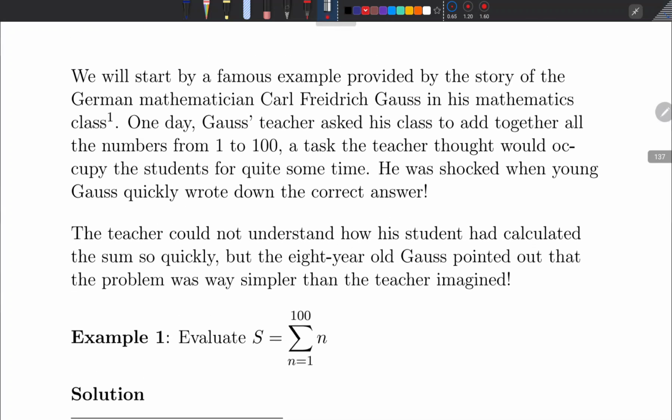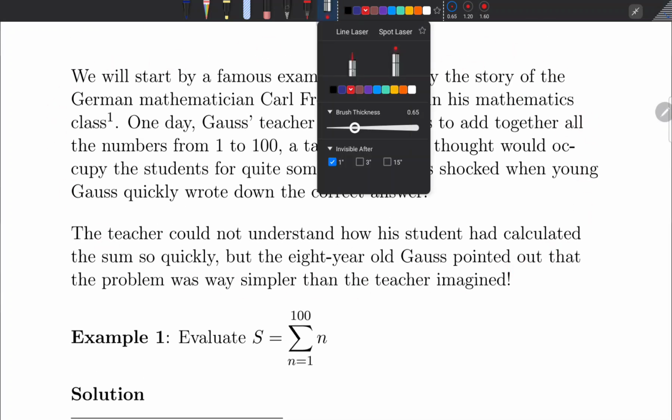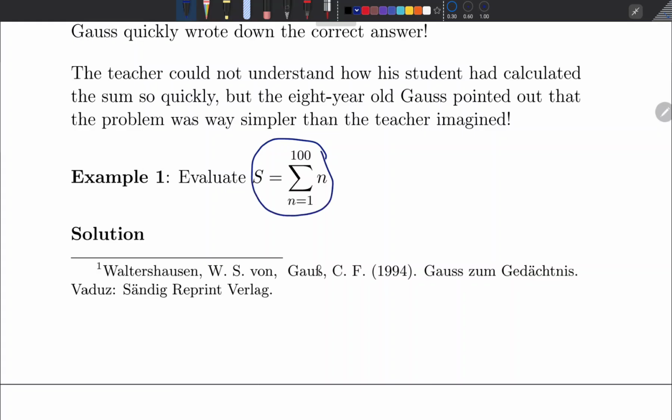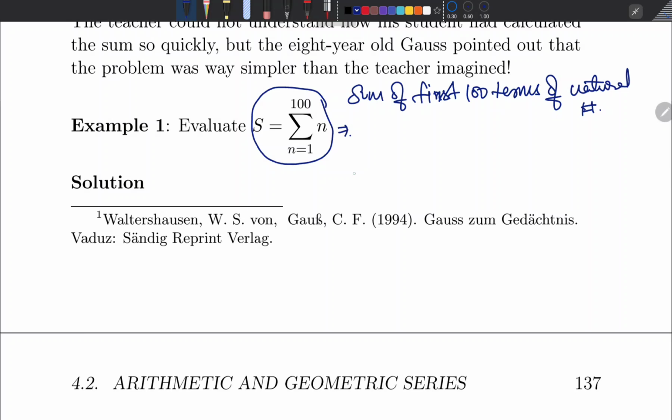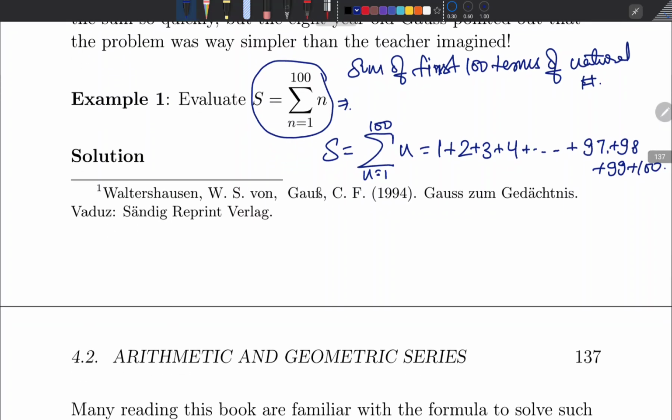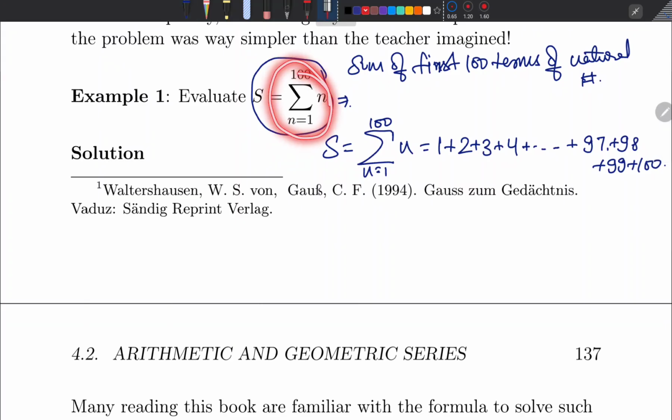Before I read this out, I would request you to focus on what this says. This is an amazing sum, which says the sum of the first 100 terms of natural numbers. Basically, if S equals the sum as n goes from 1 to 100 of n, it says that it's 1 plus 2 plus 3 plus 4 and so on, up to 97 plus 98 plus 99 plus 100.